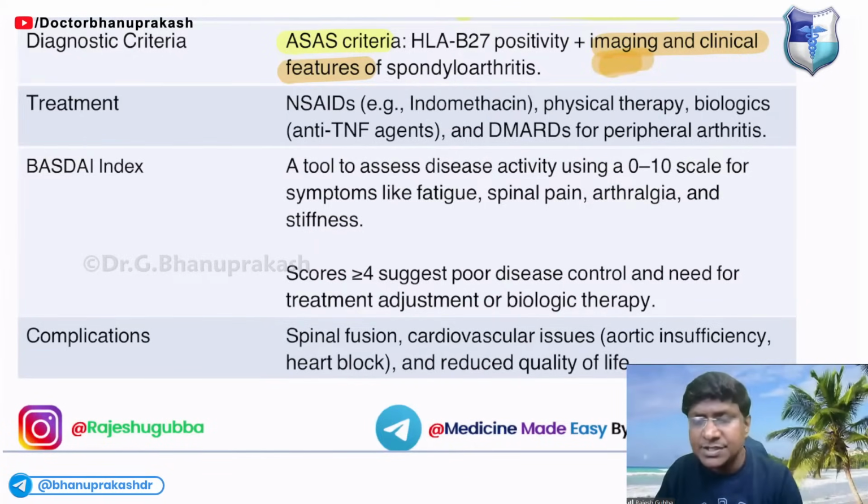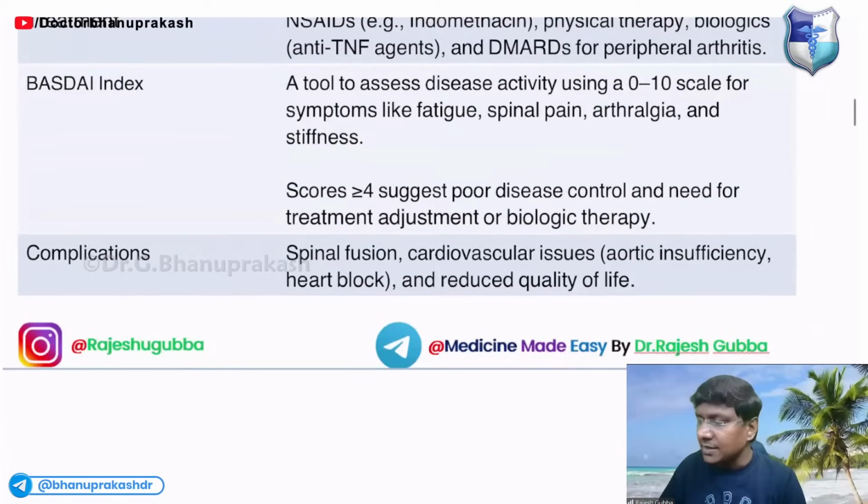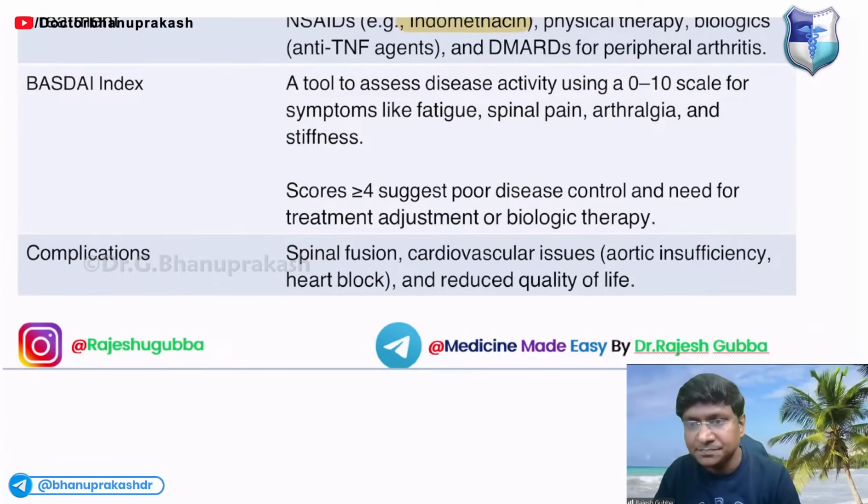What will be the clinical features? That will be low back pain. Okay. Then what is the drug of choice? The drug of choice will be indomethacin. That is the drug of choice, right?